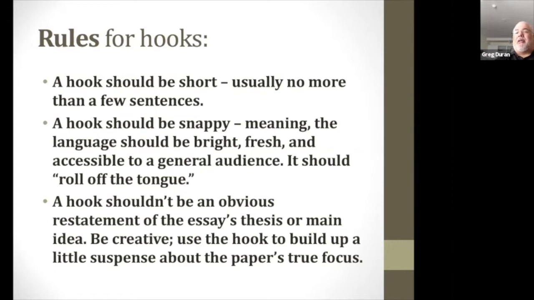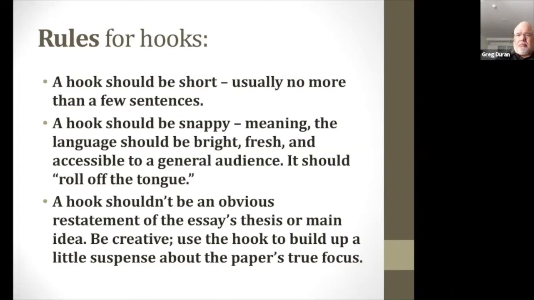A hook should also be snappy. What I mean by that is that the language should sort of jump off the page. It should be fresh and accessible. You don't want to bog the reader down with lots of very archaic or technical language. You don't want to bog them down with too many numbers or statistics. When they read it, it should theoretically roll off the tongue. It should be easy to read.